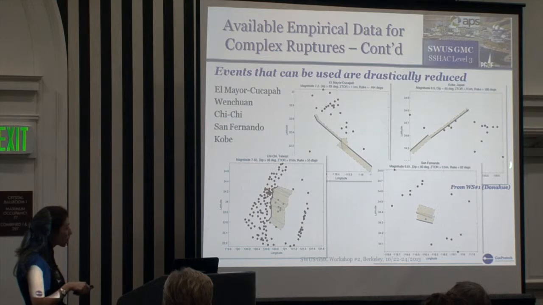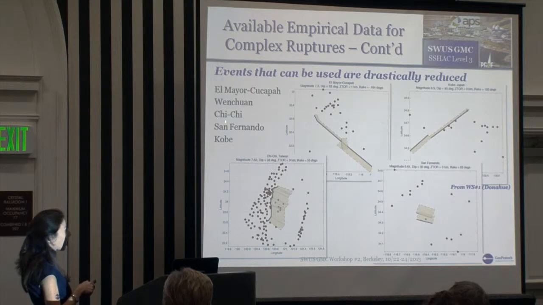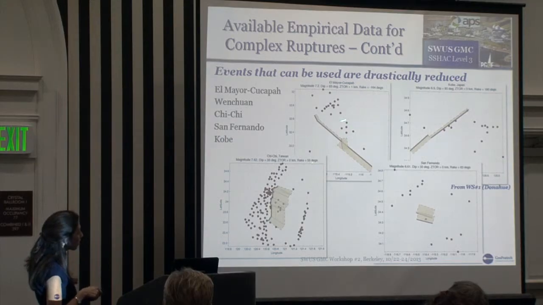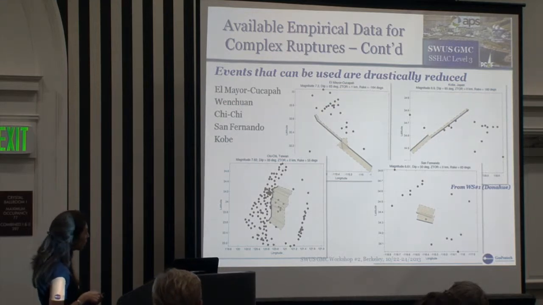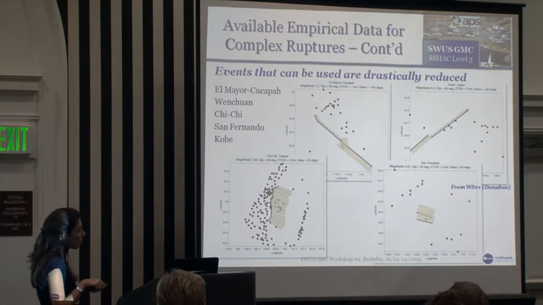Again, those are plots borrowed from Jennifer's presentation in workshop one. You see that we ended up with 5 events that we can work with: El Mayor-Cucapah, Wenchuan, Chi-Chi, San Fernando, and Kobe. Here you have, except for Wenchuan, plots of the complex segments and also of the available stations. These are all the stations around this quadrangle, and we further refined to only those stations that were within 20 kilometers. Only for the San Fernando case, we extended up to 30 because there was a paucity of data in the near region.